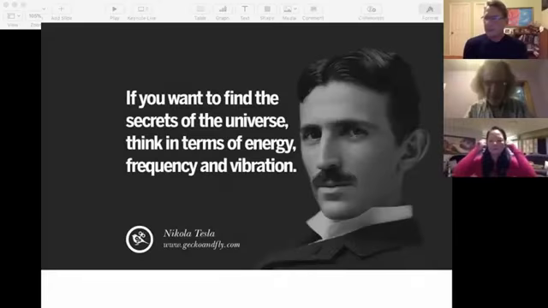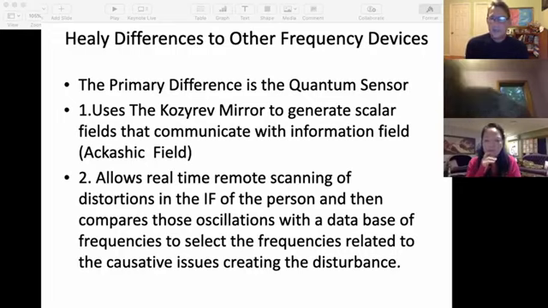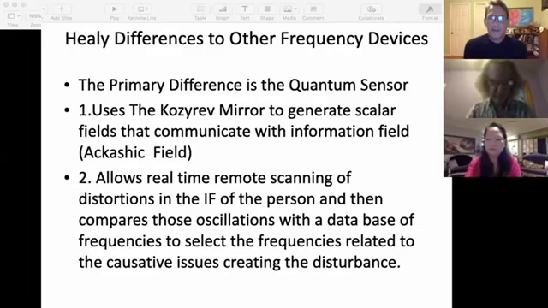All right, so the first topic of our discussion tonight is going to be on the differences between the Healy device and other energy frequency devices that are basically out there and available. There's a growing number because this whole field of quantum medicine is going to be a huge area of development in the field of using energy medicine.